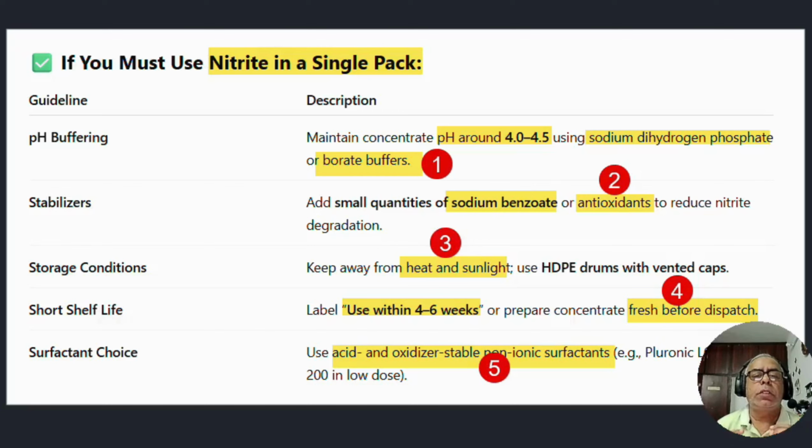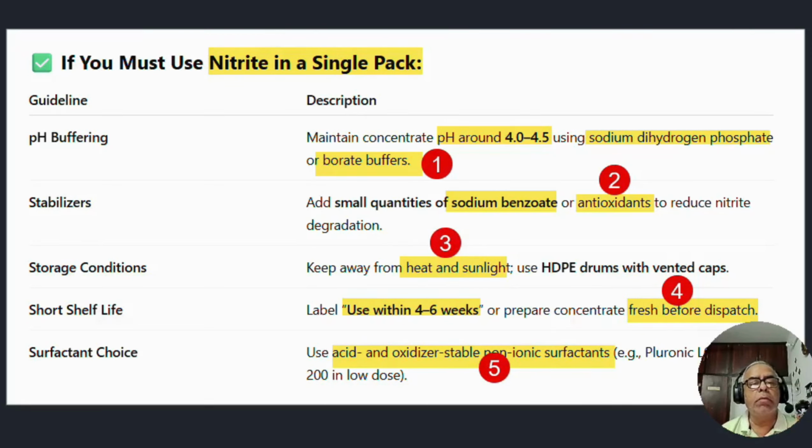Then, as far as the stabilizers are concerned, you need to add small quantities of sodium benzoate, or some antioxidants, in order to reduce the nitrite degradation, because we have to stabilize our stock solution. Then, regarding the storage conditions, always keep the stock away from heat and sunlight. And you can use HDPE drums with vented caps also.